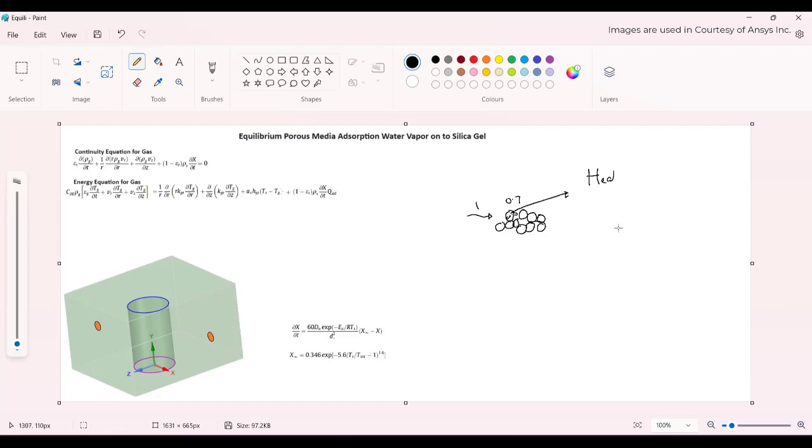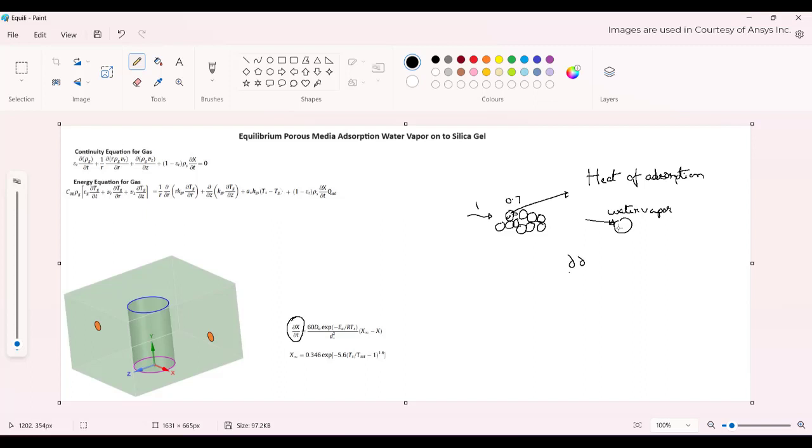there will be heat generation, that is called heat of adsorption. Heat of adsorption, right? So when silica gel comes in contact with water vapor, due to the adsorption of water vapor there will be heat generation, right? That heat generation depends on the amount of adsorption onto the silica gel, and here it is given as dou x by dou t, right?